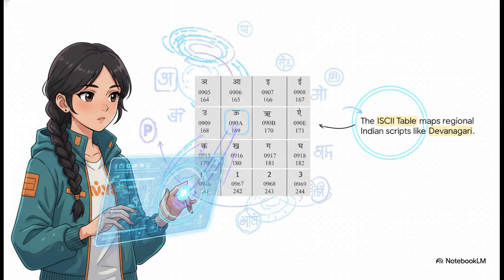As computing spread, different regions obviously needed their own translation tables. Take India, for example. The Indian Script Code for Information Interchange, or ISCII, developed in 1986, maps out regional Indian scripts, like Devanagari. In this specific system, the first vowel of Hindi is assigned the numeric value of 164.